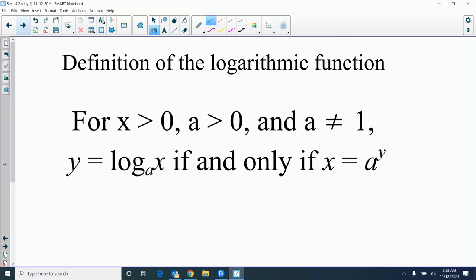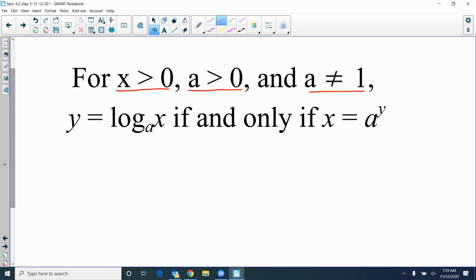All right, now here's your definition for a log function. x is greater than 0. A couple key things here. A is greater than 0. A cannot equal 1. A is our base. Whatever we're taking the log of has to be positive. It cannot equal 0, has to be greater than 0. y equals log base a of x if and only if x equals a to the y.